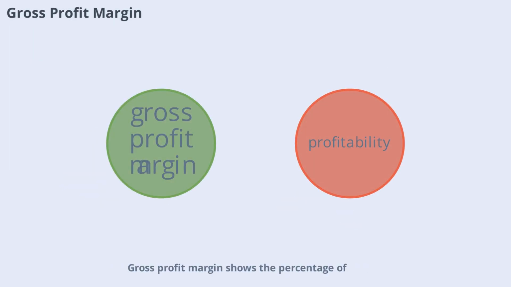Gross profit margin shows the percentage of revenue that exceeds the cost of goods sold. It's calculated by subtracting the cost of goods sold from revenue, then dividing by revenue.